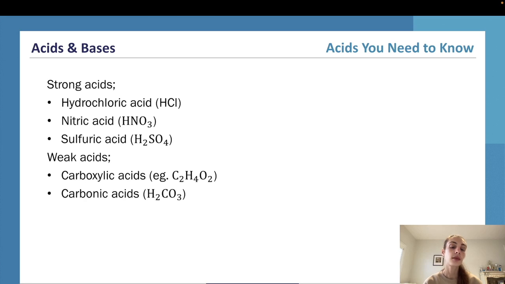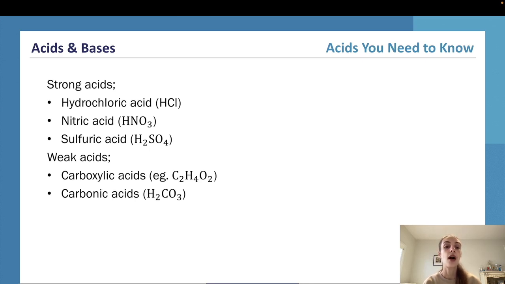The main strong acids which you'll encounter will be hydrochloric acid, so HCl, nitric acid, which is HNO3, and sulfuric acid, which is H2SO4. And then the weak acids which you'll encounter will be your carboxylic acids. You'll learn quite a bit more about those when you start to learn about organic chemistry as well. I wouldn't worry about those too much early on because you might not fully understand what they are.